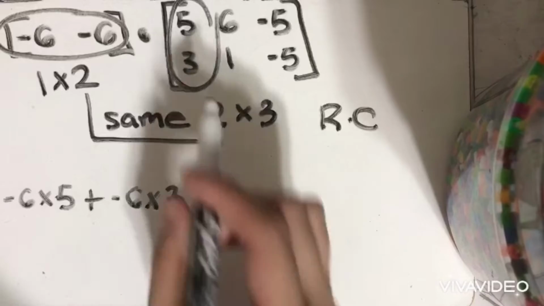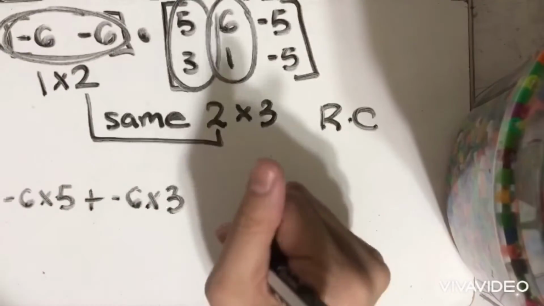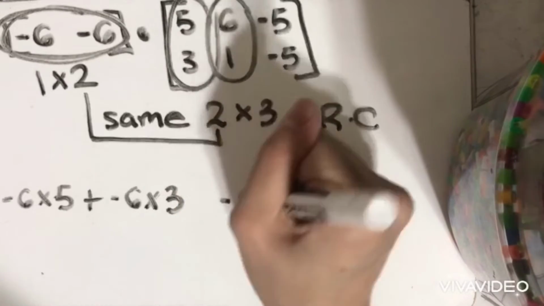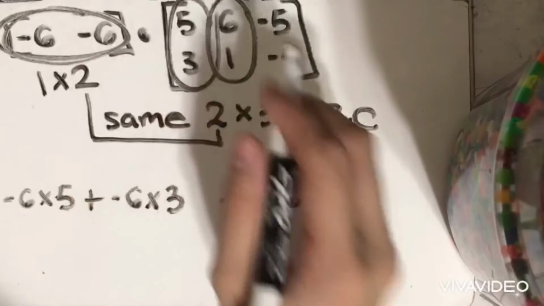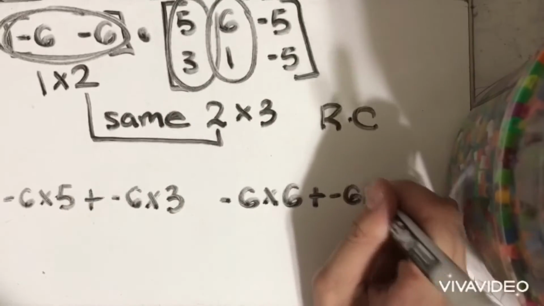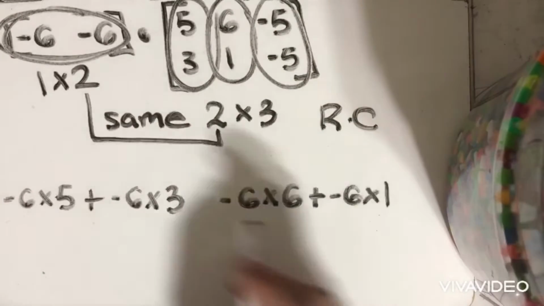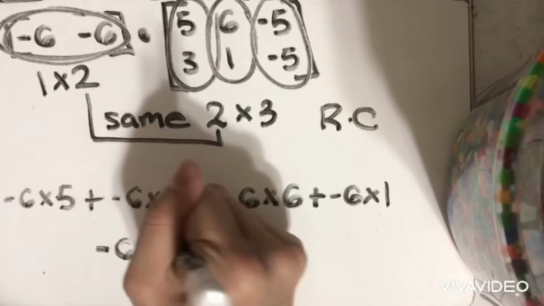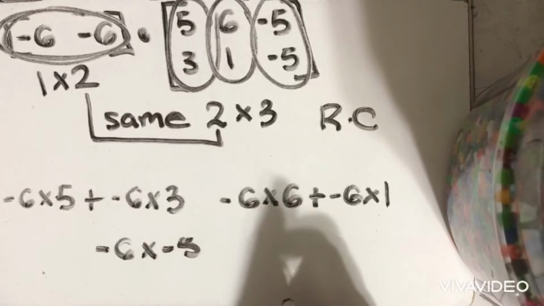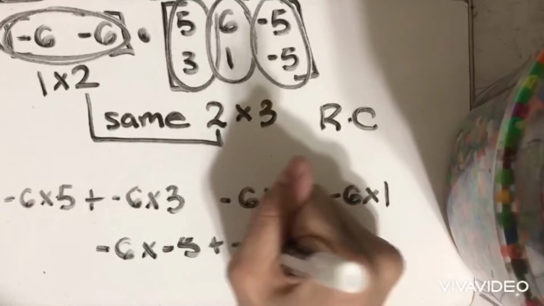Alright. And then you're going to do the same with the rows, but second column now. So you're going to write out -6 times 6 plus -6 times 1. It is very important not to forget the plus signs. And then the same thing with the third column. Alright, -6 times -5 plus -6 times -5.